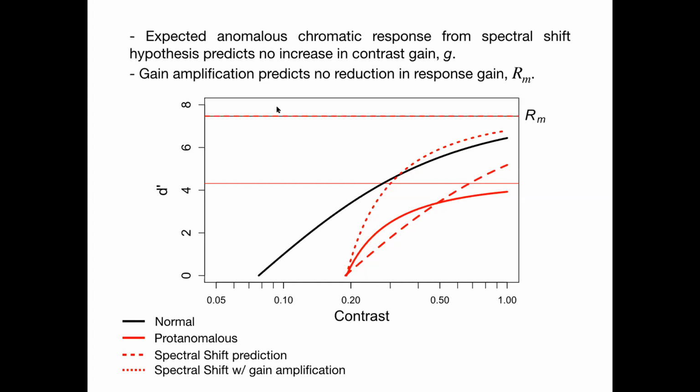As you saw, the expected anomalous chromatic response from the spectral shift hypothesis predicts that when you just have the spectral shift, there's no prediction of a change in gain. Here on the log contrast axis is the normal curve. If we just look at the effect of the pigment shift, for a proto-anomalous observer, you get the dashed curve. So it just shifts over and stays the same shape. If we introduce the contrast gain multiplication, it does increase the gain, but it doesn't predict a change in response gain. But what we do observe, shown by the red curve, is this reduction in response gain. The same thing in the deuteranomalous observer.